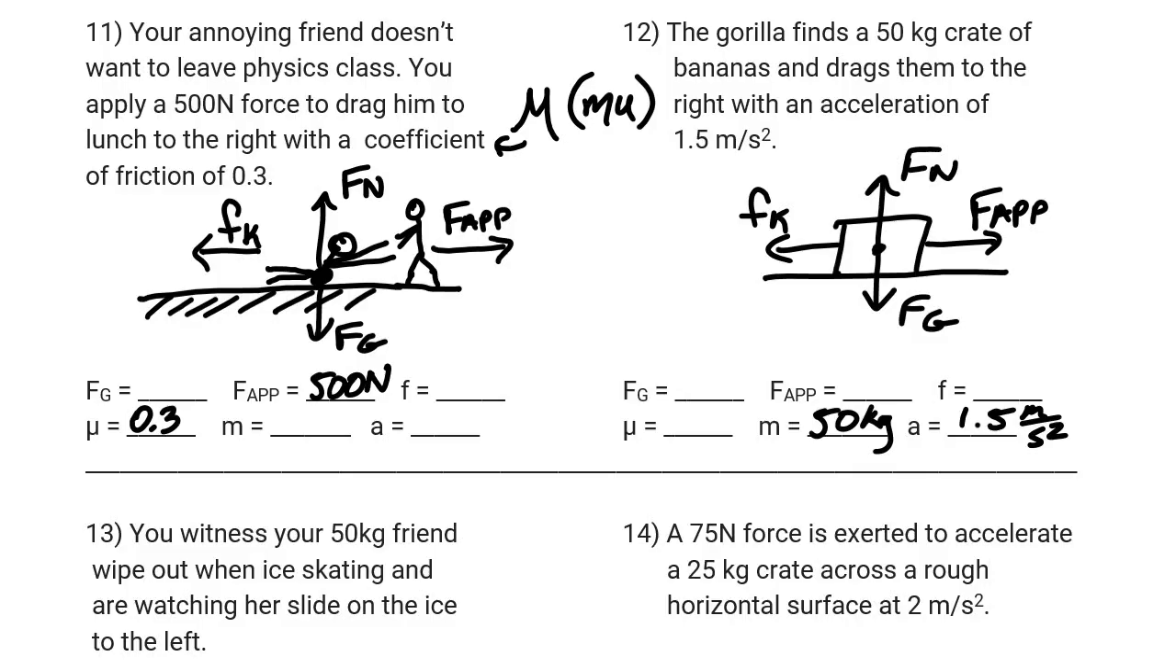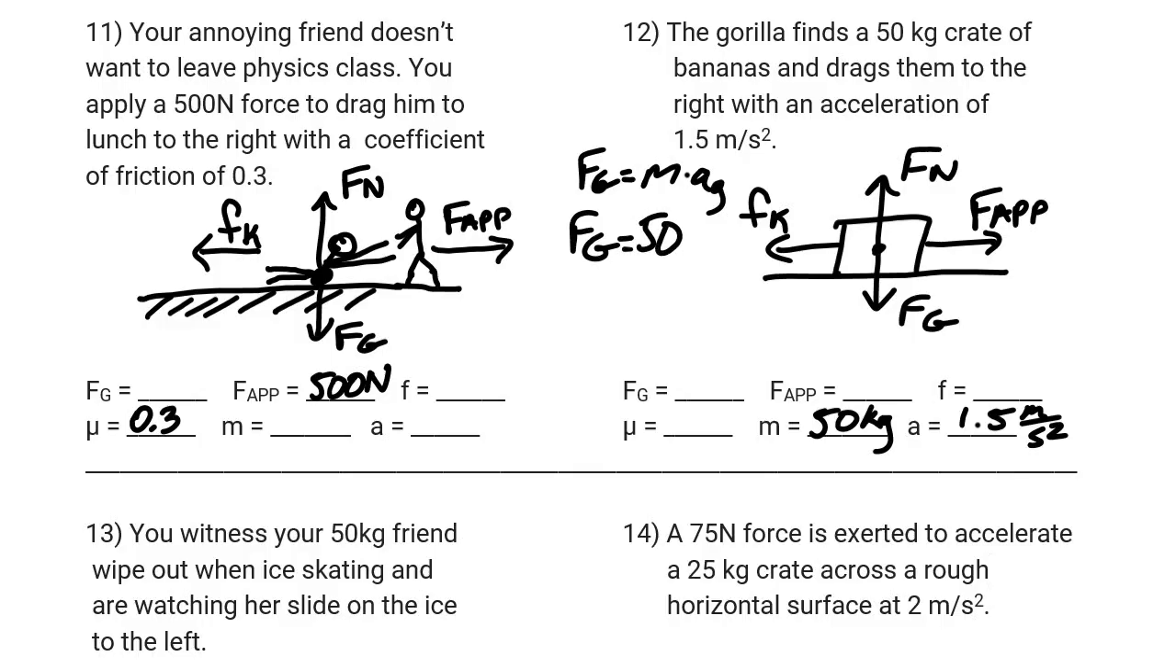Okay, and being that we have our mass, what is the value of the weight or the force due to gravity? Well, we know that force due to gravity is equal to mass times acceleration due to gravity. Force due to gravity, if we're trying to find out what this is equal to, that's our mass, which is 50 kilograms, times our 9.8. And that's equal to 490 newtons. And that's it for this problem.